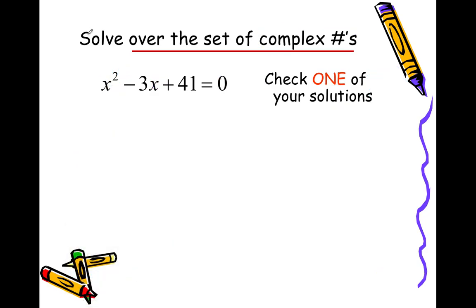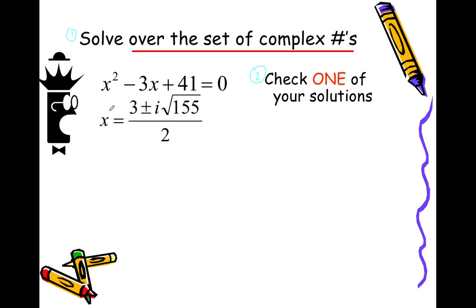Solve over the set of complex numbers. Check one of your solutions. So let me save you a little bit of time and tell you that that's what the quadratic formula will give you. And that's a little bit of a dagger, right? The last one was so nice. It simplified to 5 plus or minus i. This one does not. Don't panic.